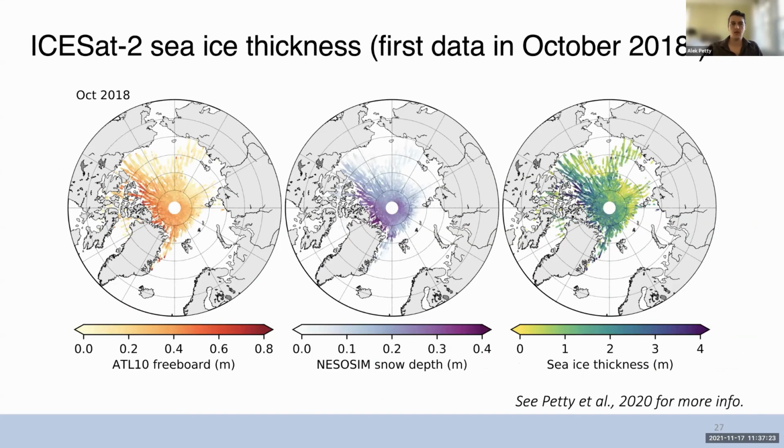So this is some of the first data we collected from ICESat-2 in October of 2018, which I presented at the first science team meeting, which was very exciting. This was cool because we observed this regional distribution in freeboard on the left, which made sense to us based on our understanding of sea ice. The NESOSIM snow in the middle is from our reconstruction or model, and then our resultant estimate of sea ice thickness. This was all very encouraging to see, and the seasonal evolution through that first winter also made a lot of sense to us, which was nice.